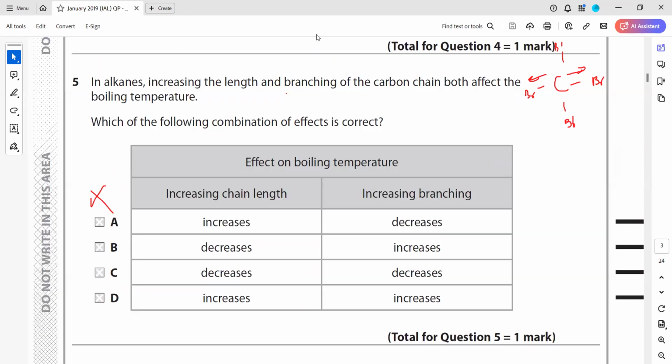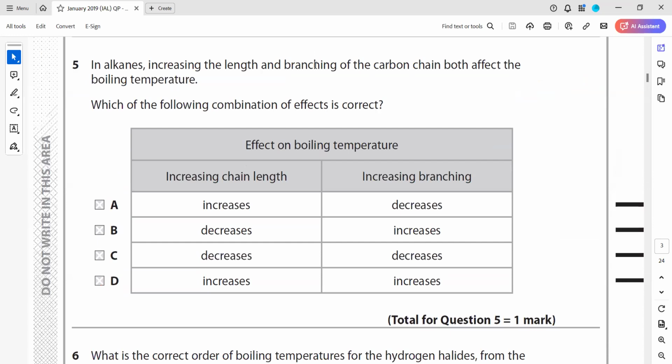The next: in alkanes, increasing the length and the branching both affect the boiling point. Which of the following combinations of effects is correct? If we increase the length, the boiling point will increase. And if we increase the branching, the boiling point will decrease, because when the branching increases, the surface area reduces. As a result, the boiling point will decrease.